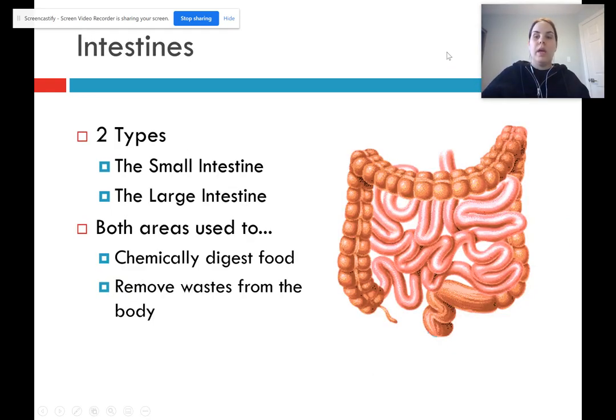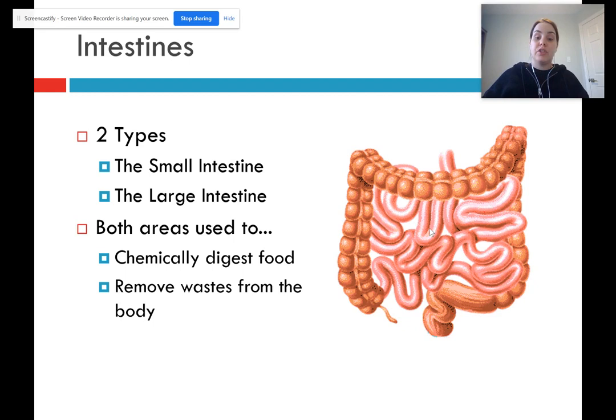After your stomach, your food or the material you're digesting enters your intestines. Okay. And now there's two types of intestines. First, it's going to enter your small intestine. And believe it or not, although your small intestine is longer, the tube itself is skinnier.